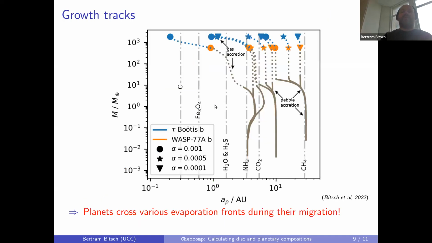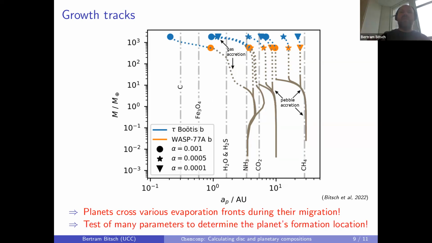So what we then do is run a lot of these different simulations, where we grow the planet. You see these so-called growth tracks. This is the evolution of the planet in the semi-major axis mass plane. The solid line corresponds to the solid accretion, so pebble accretion, and the dotted line corresponds to gas accretion. As the planets grow, they migrate and they can cross different evaporation fronts, and this will allow them to accrete different materials. For example, planets that grow and migrate into the inner regions of the disk cross the water ice line and will accrete a large fraction of oxygen from the water vapor. So these planets will be very oxygen rich.